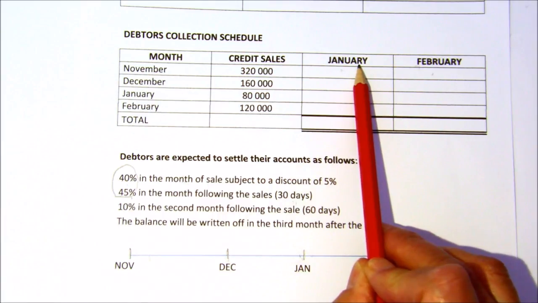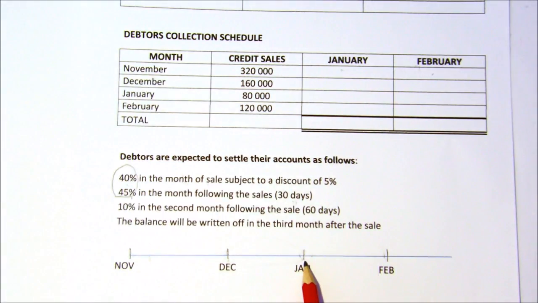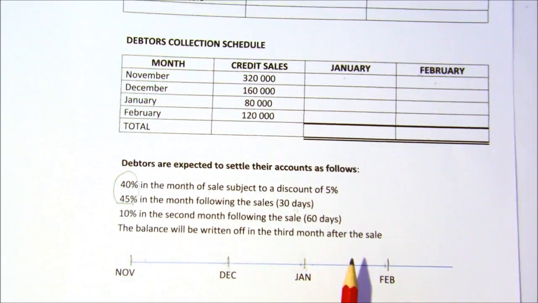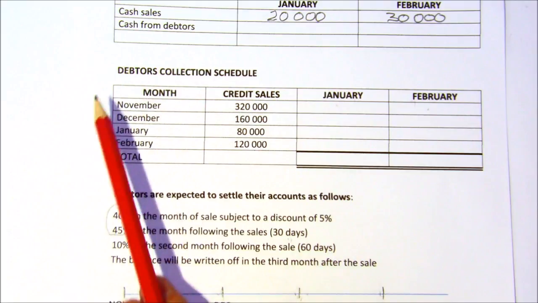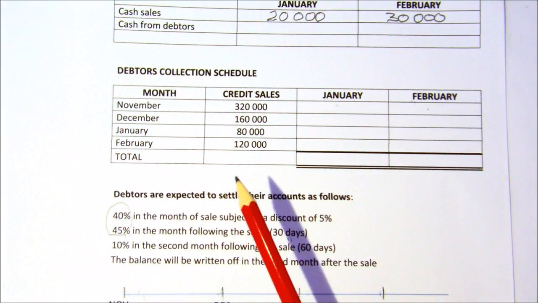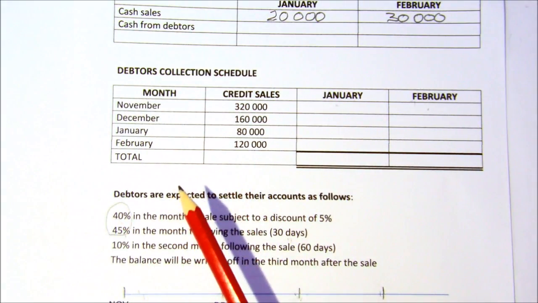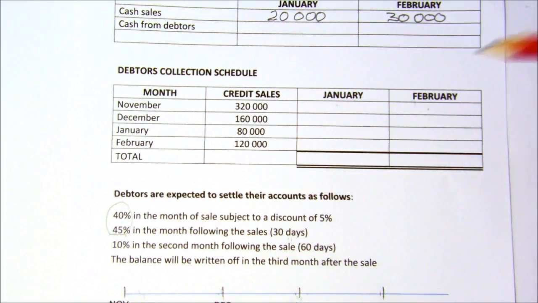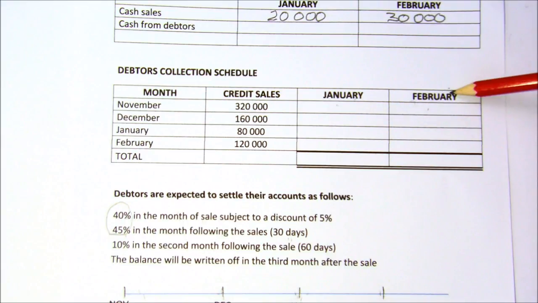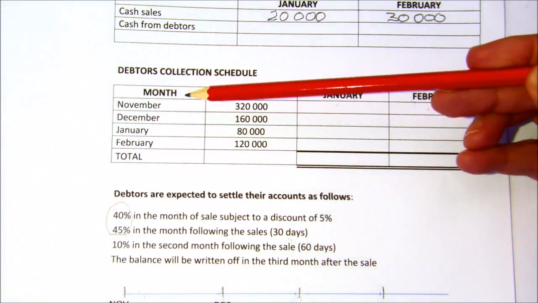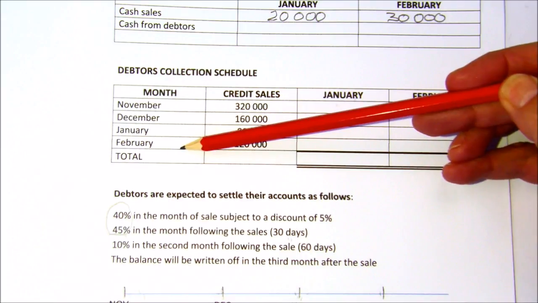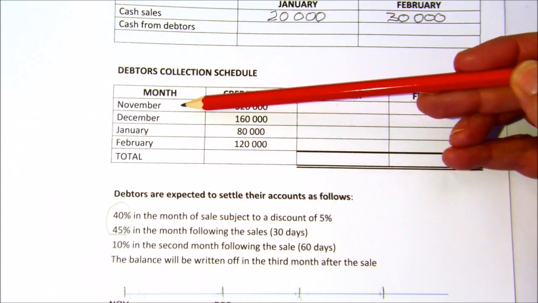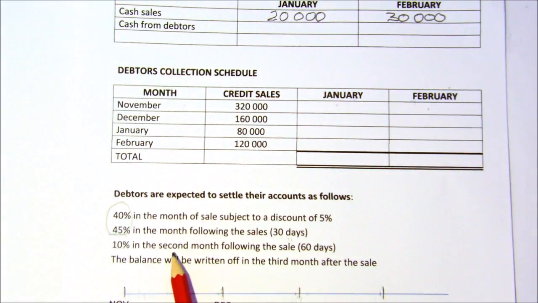In January, we will still be collecting money from 2 months ago. So going back here will be November. So hence, we now do what we call a debtors collection schedule. And this is where we calculate how much money we're going to get in each month that we're budgeting for, January and February. And that money will be coming in from November, December, January, February. So just remember, the reason why I've gone back to November is because some of your debtors are taking 2 months to pay.